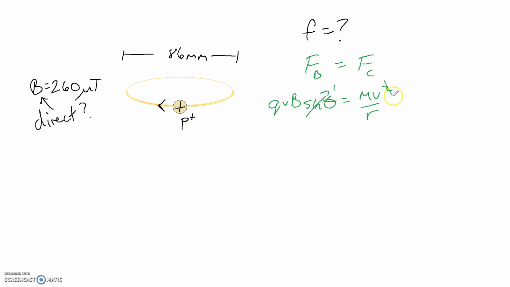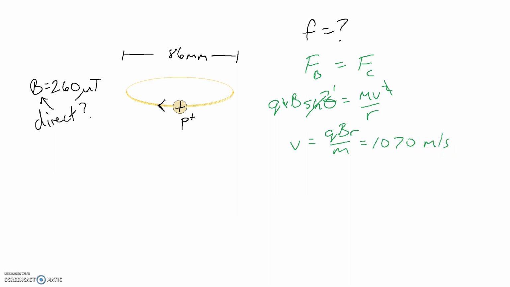Now, one of the v's cancels off, which is kind of convenient, and then if we rearrange, we can solve for v, which is the only thing I don't have, and I need it to find my frequency. So if I rearrange this, I can calculate the speed of my particle as being qBr divided by mass. Now, I know the charge of the proton, the mass of the proton, the magnetic field, as well as the radius of the path. So I put those in there. My proton is moving at approximately 1,070 meters per second.